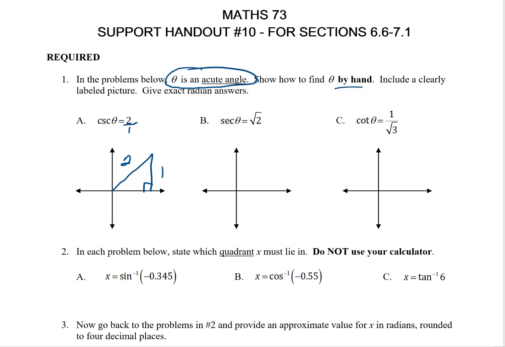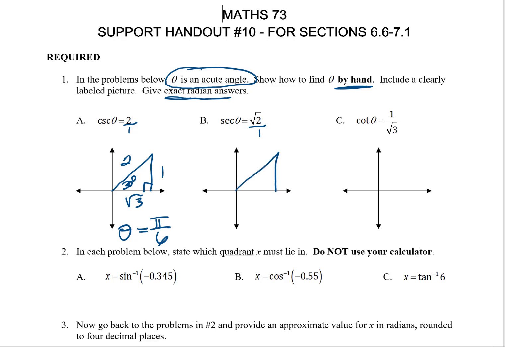We're doing this by hand, which means they must be giving me one of my special triangles, and of course they have. It's just the 30, 60, 90 triangle here, which means my angle is 30 degrees. They want the answer in radians, and so I will write pi over 6. Part B, the secant ratio is root 2 over 1.